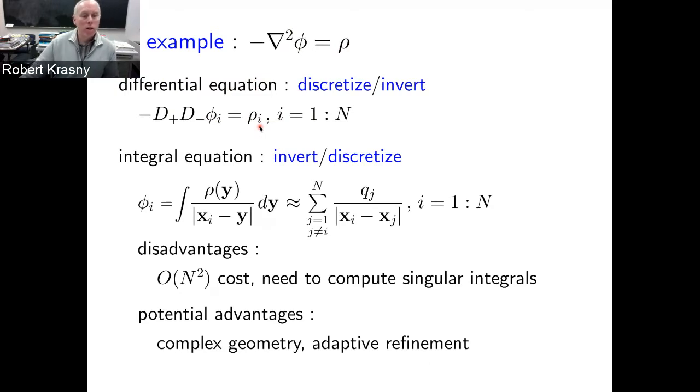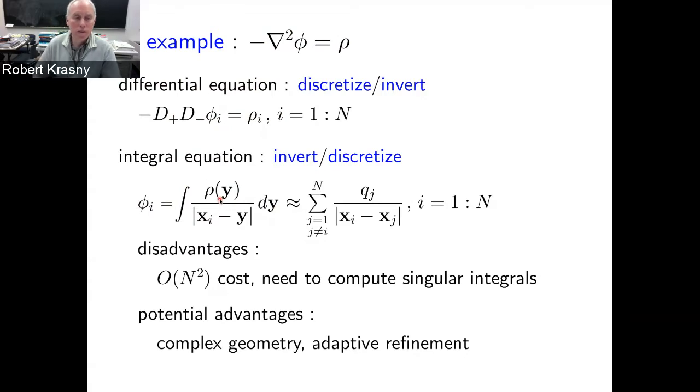Now, there's an alternative approach, the integral equation-based approach. And so we reverse the order of these operations. First, we invert the operator, and then we discretize. What it boils down to is that the inverse of the negative of the Laplacian is given by a Green's function, and the phi i can be evaluated at some point xi with this convolution integral.